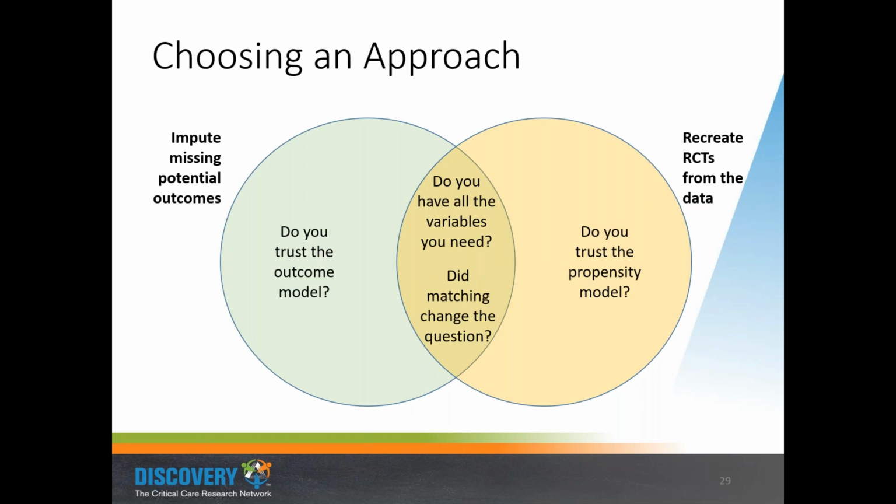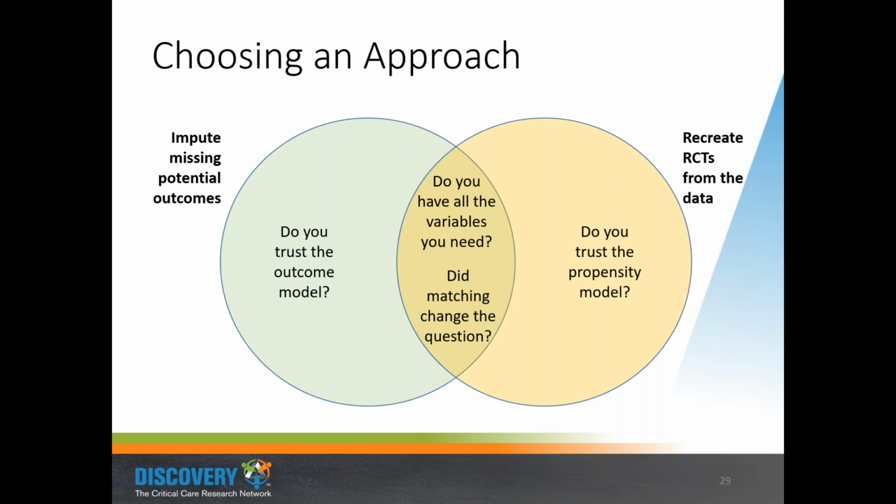So when it comes to choosing an approach, there are a couple of things you have to think about. If you're going to do an imputation-based approach, a regression approach, you should know: do you trust the outcome model? Do you think the regression you're doing is actually an accurate way that, under the hood of the universe, determines what happens to this patient? And if you're doing the Mini-RCT based approach, propensity approaches, you have to ask: do you trust the propensity model? Do you think that you're accurately modeling how the treatment is assigned to these different patients?